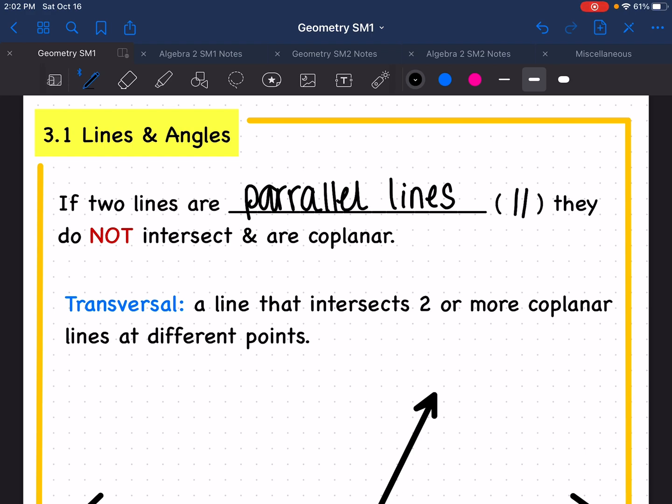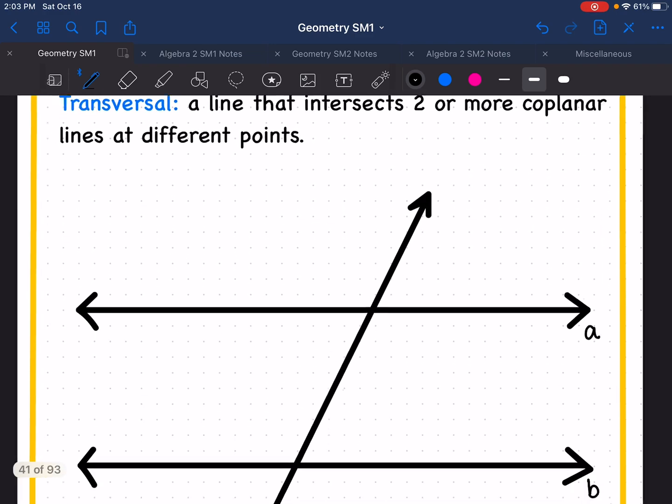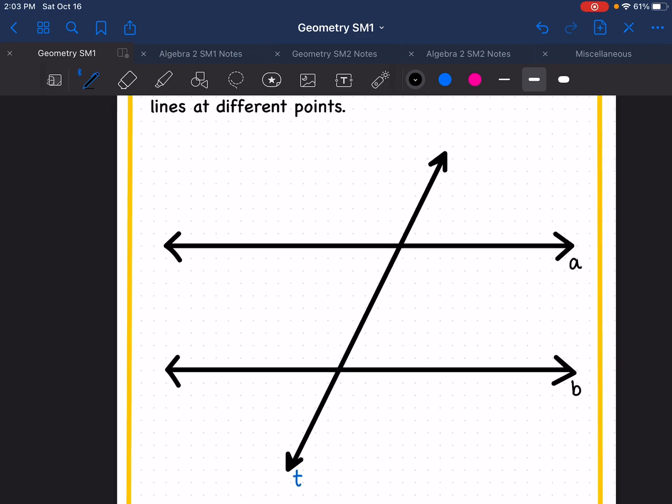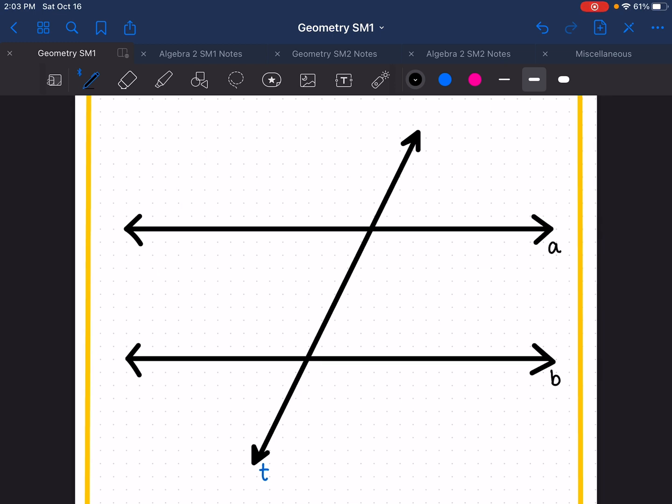In this lesson, we're going to start talking about a transversal. This is a line that intersects two or more coplanar lines at different points. So let's go ahead and take a look at what that would look like. So here are my two seemingly parallel lines, A and B.